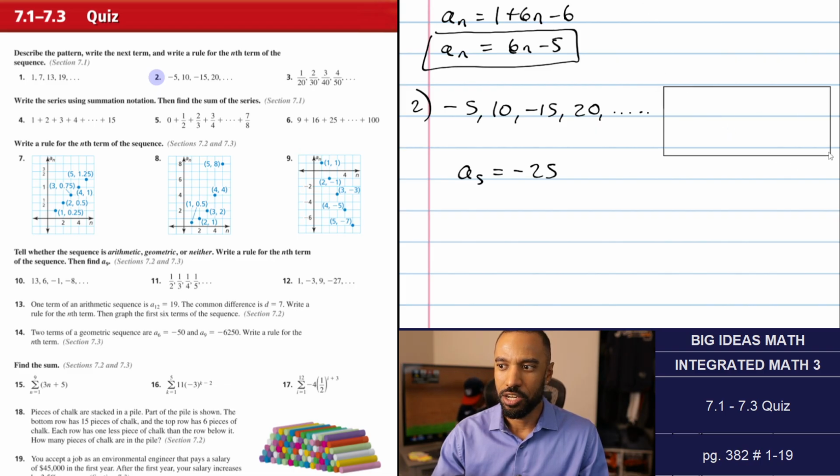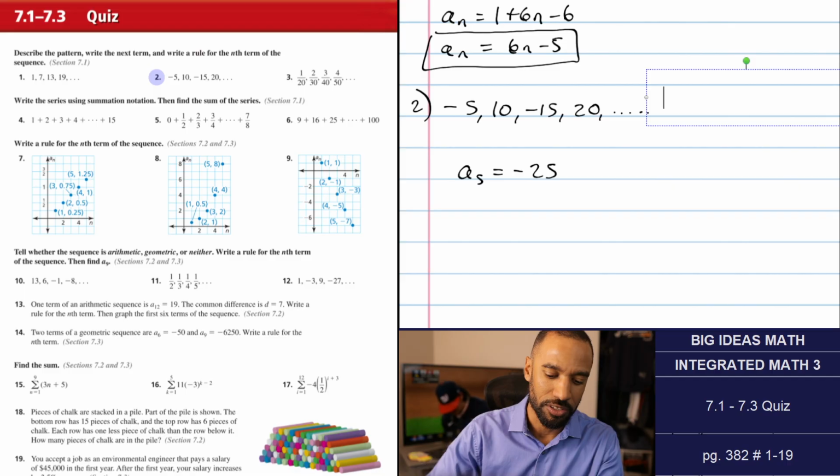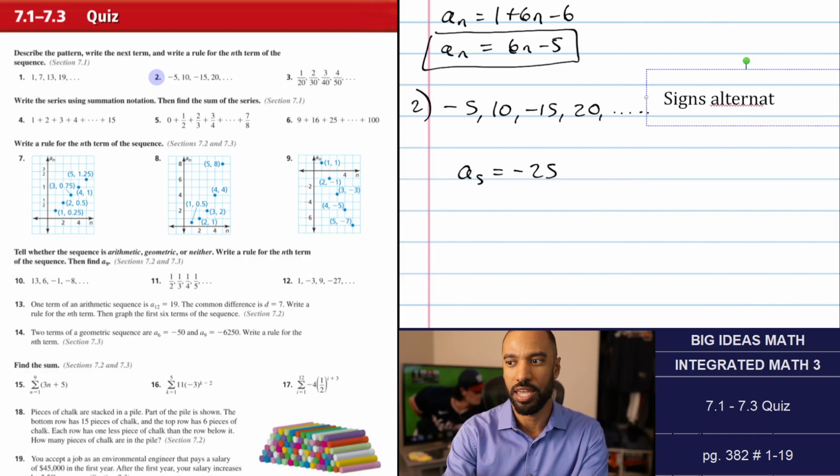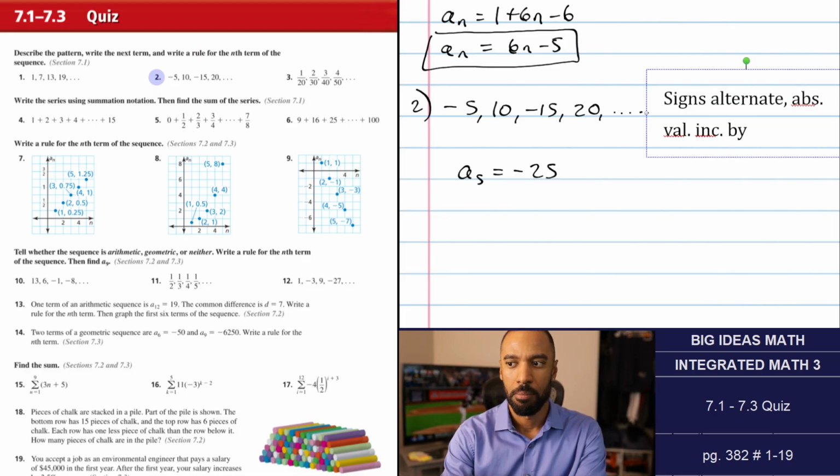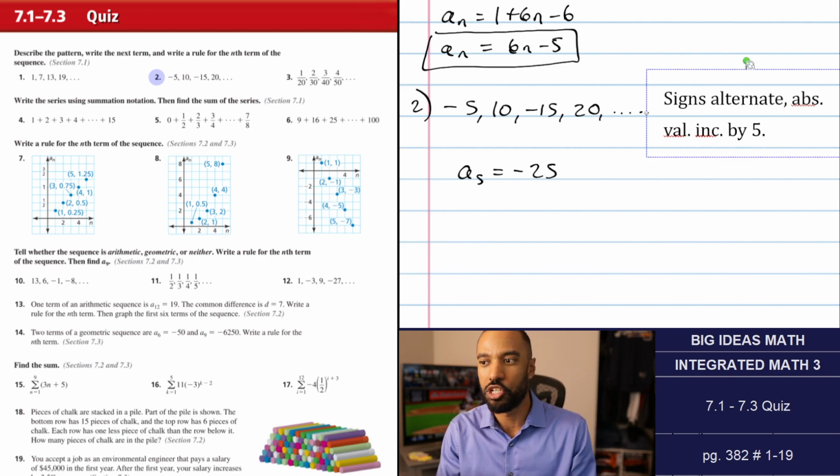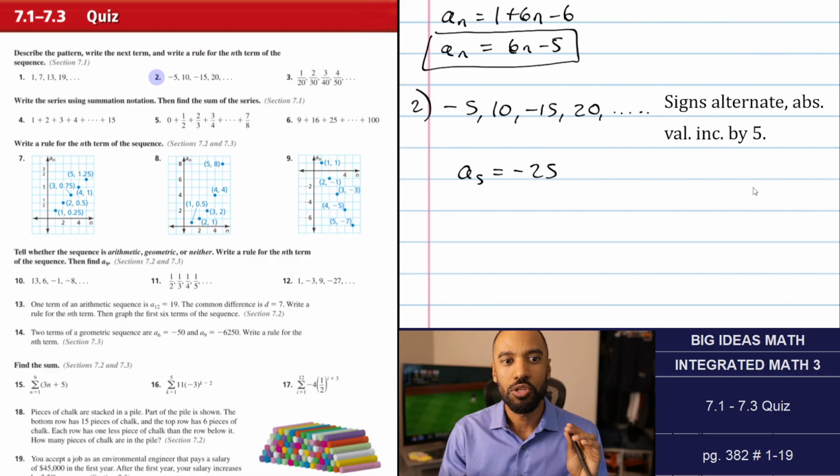Signs alternate. You know, I don't think I described these in 7.1 when we actually did it, but signs alternate and absolute value increases by 5 each time, from one term to the next. Therefore, that's where we're getting the negative 25 from. They do say write a rule for the nth term of this sequence, and I believe this is something I could do at the time.